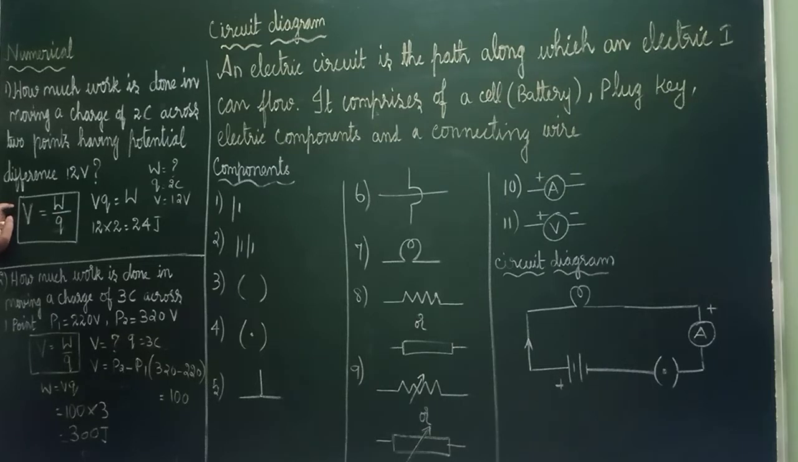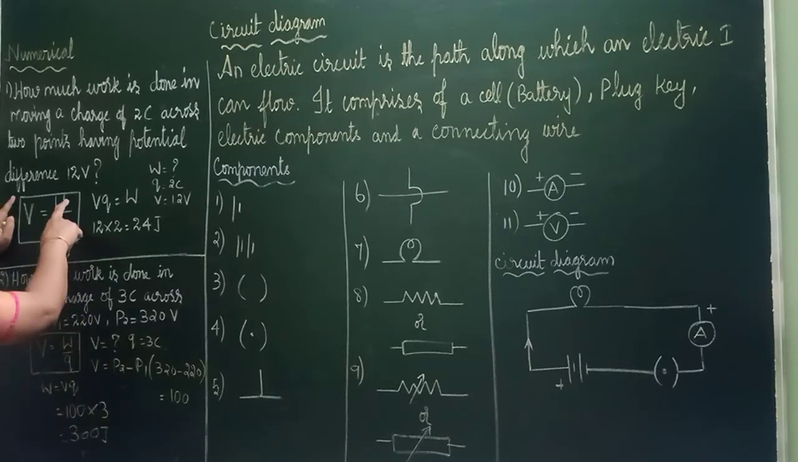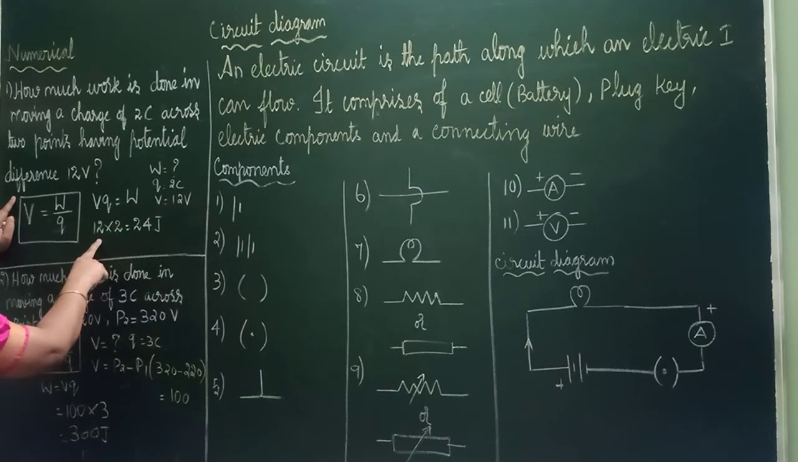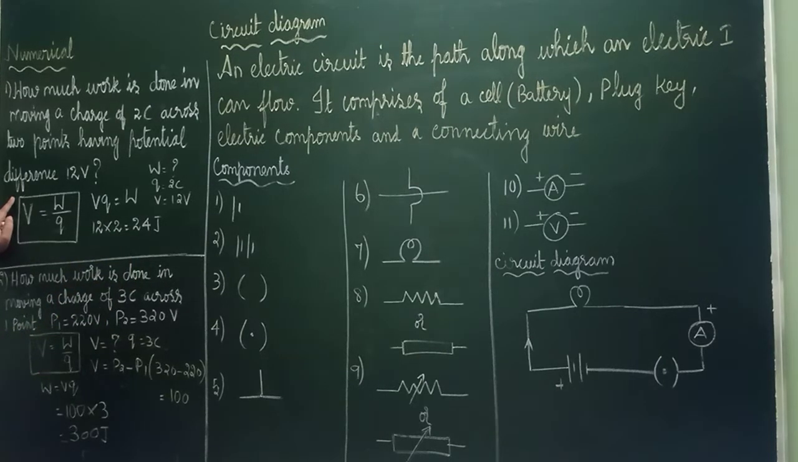Here we want to find W. So W is equal to VQ. V is equal to 12, Q is equal to 2. So the work done is 24 joule. Very simple problems I will teach. Later, after studying the whole chapter, we will solve some 25-30 problems. At that time, some difficult problems also we will see.